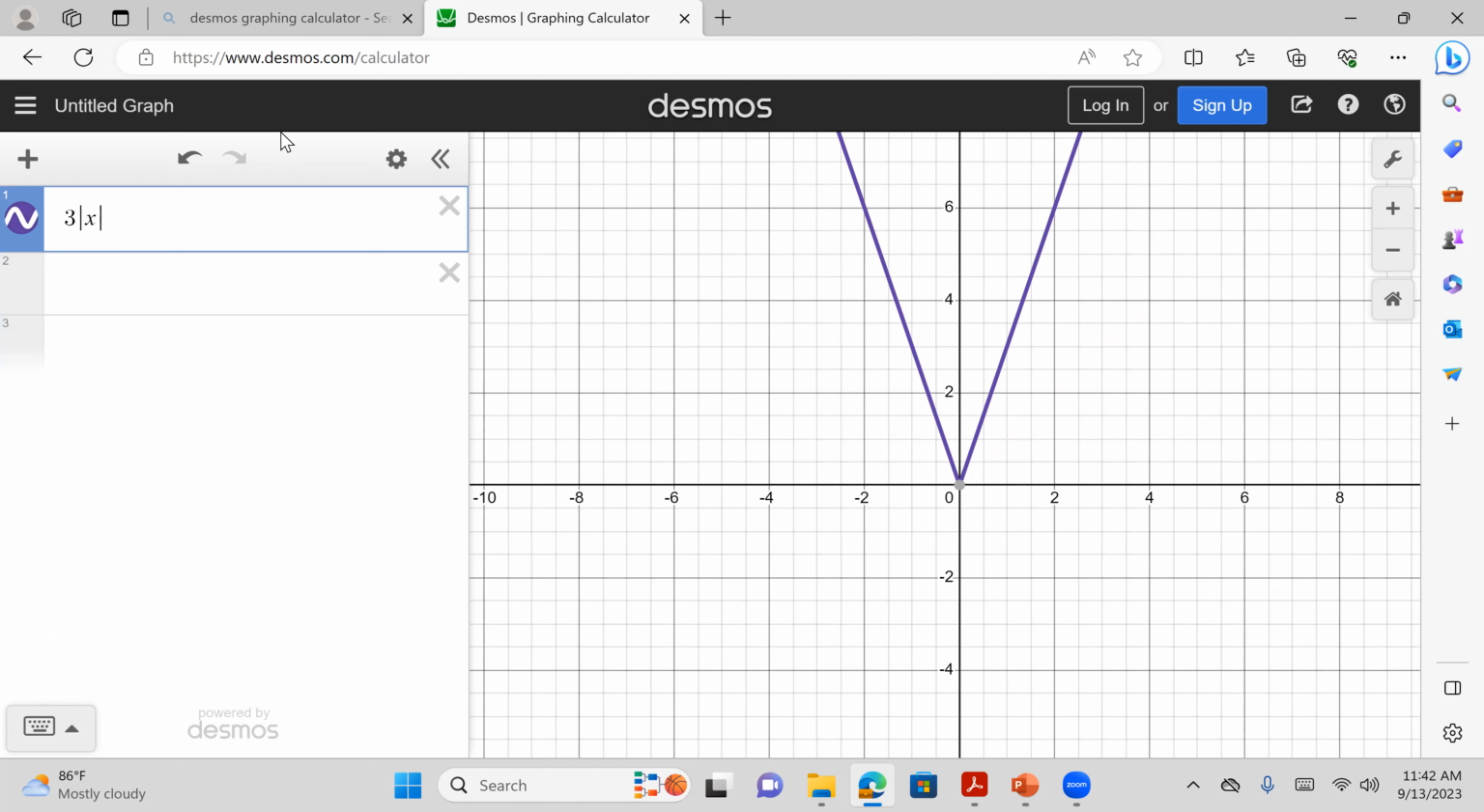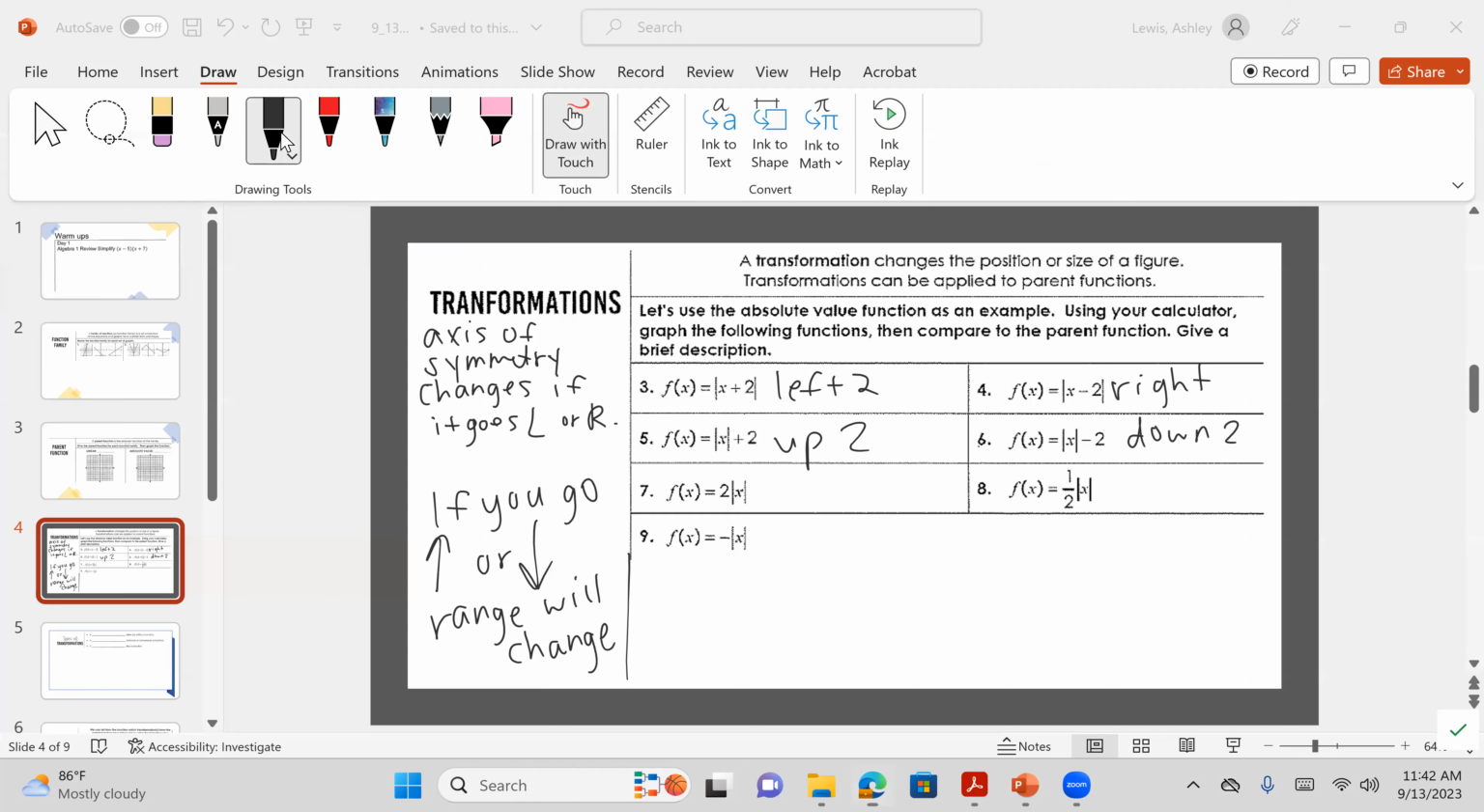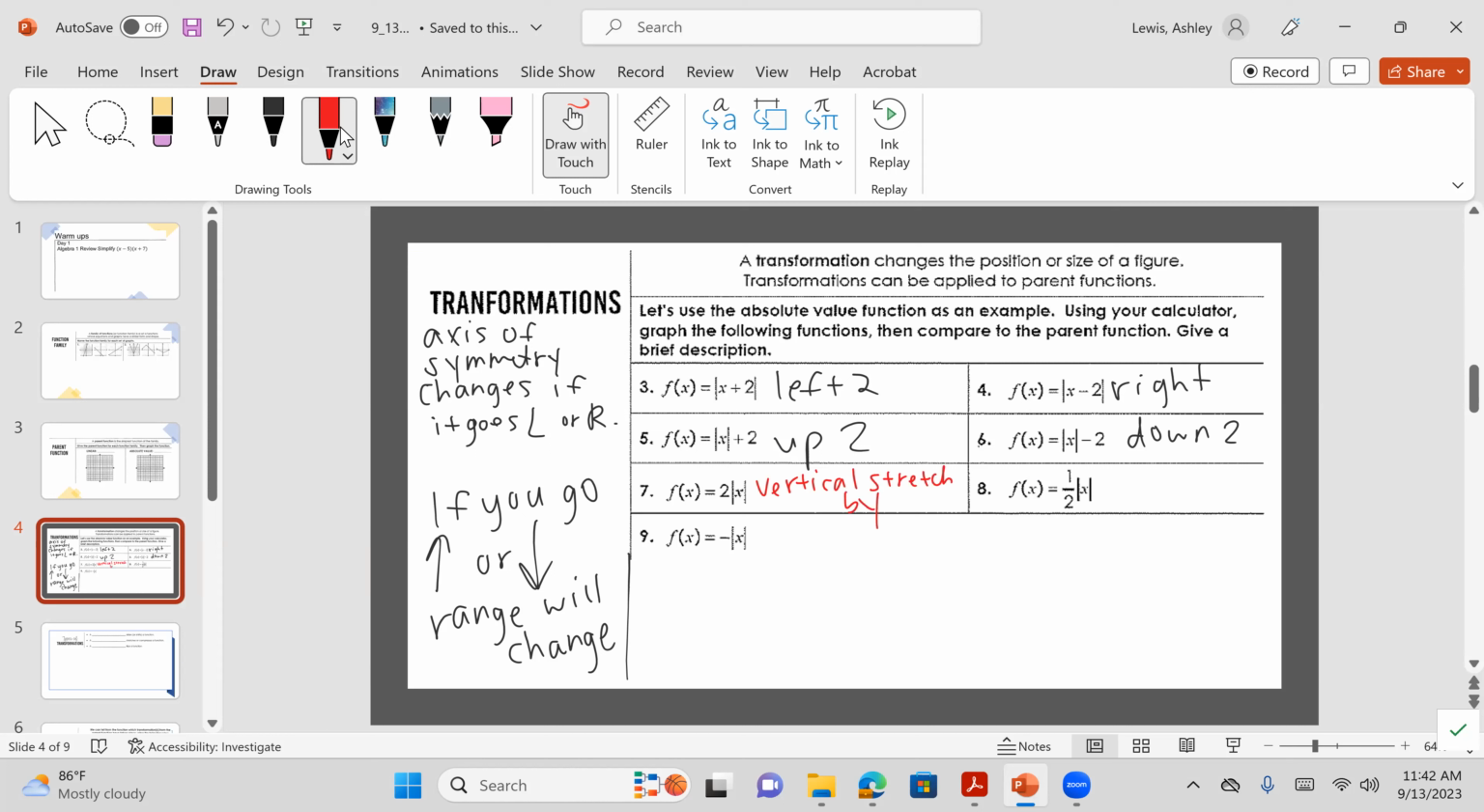Okay, so what we're going to call this is a vertical stretch by 2, because there's a 2 in front. So you're going to write vertical stretch by 2. Okay?